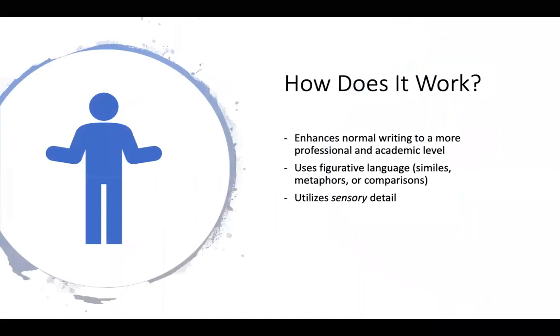So how does it work? Descriptive writing helps enhance normal writing to a more professional and academic level. The usage of figurative language such as similes, metaphors, or comparisons is very common. And it also utilizes something called sensory detail, which is basically the five senses we talked about earlier.